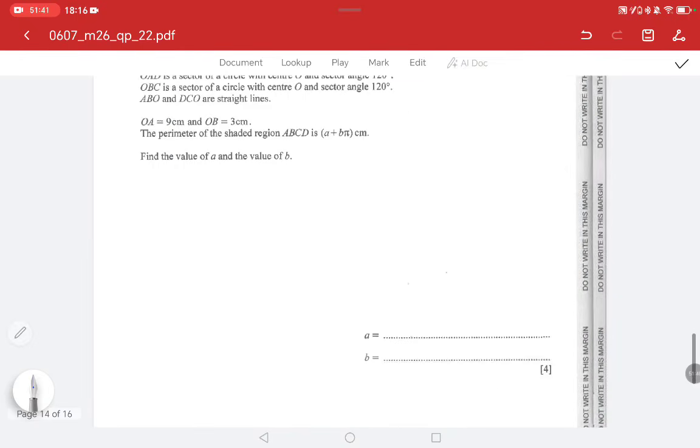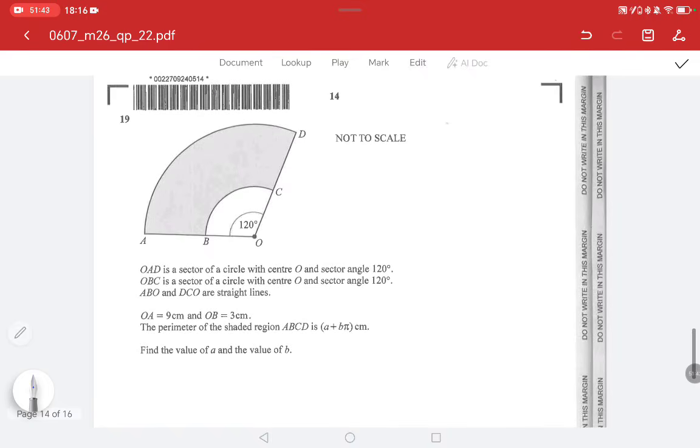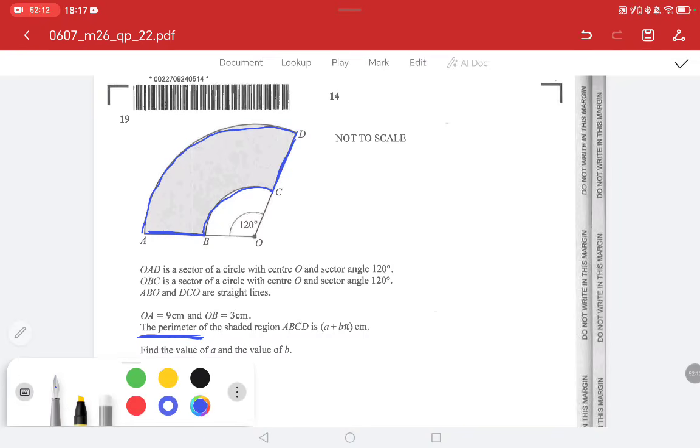Here, question 19, talking about sectors. What we need to find here is the value of a and b, and they are talking about the perimeter. The most common mistake about perimeter is that many students think the perimeter is only the arc length. No, the perimeter is not only the arc length. Don't forget that we also have sides, like you have this side and you have this side as well. So take care about this point.